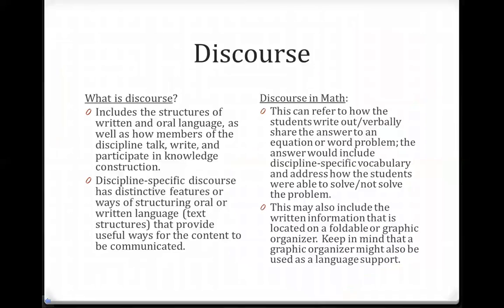Let's go back to this one. When we look at discourse in math, we may think, well, how in the world can students orally or written tell what they're learning in math? If you think about it, discourse in math can simply be how students write out or verbally share the answer to equations of a word problem.